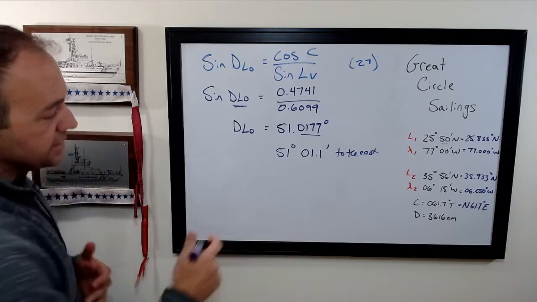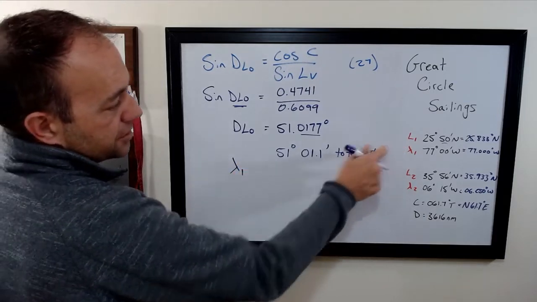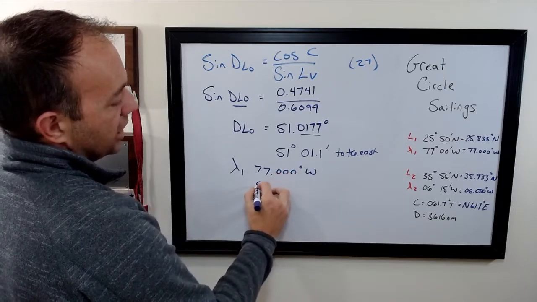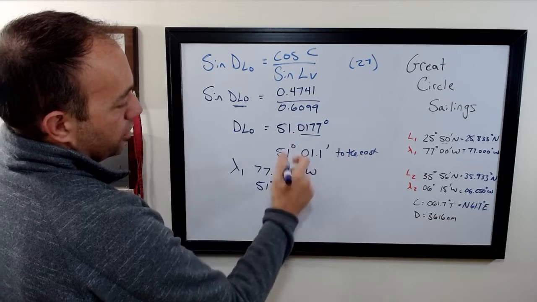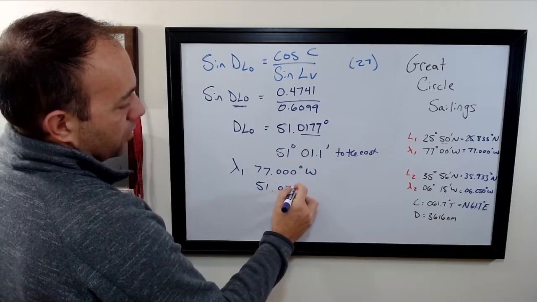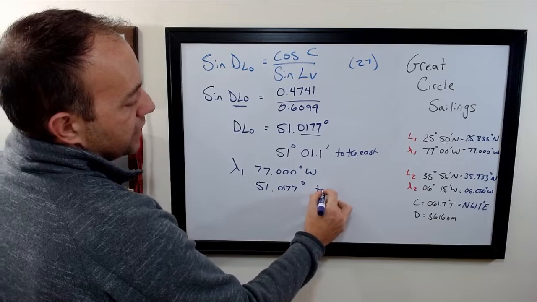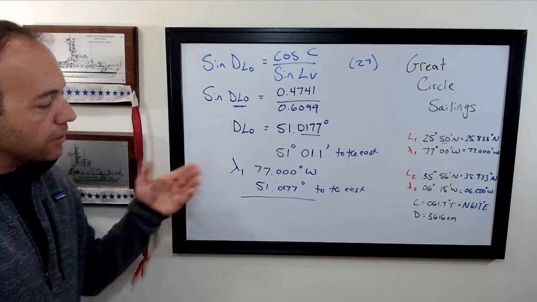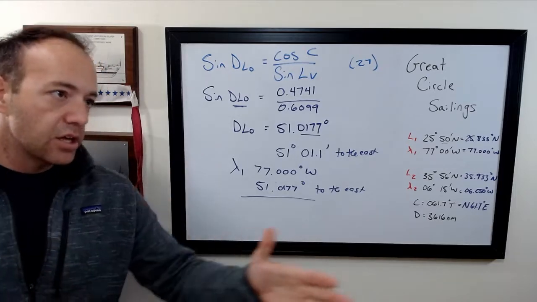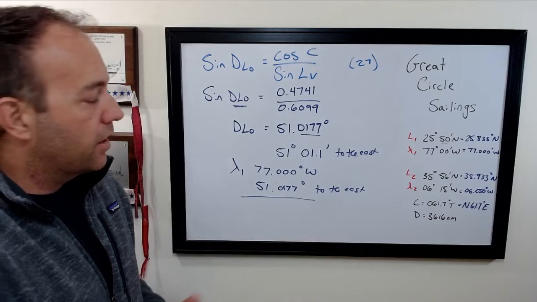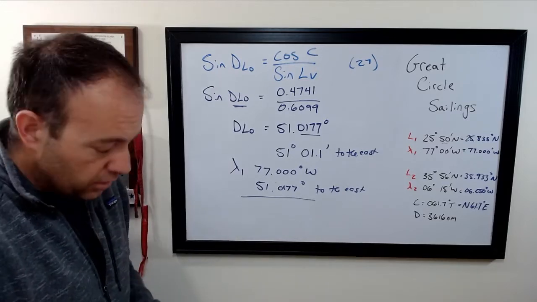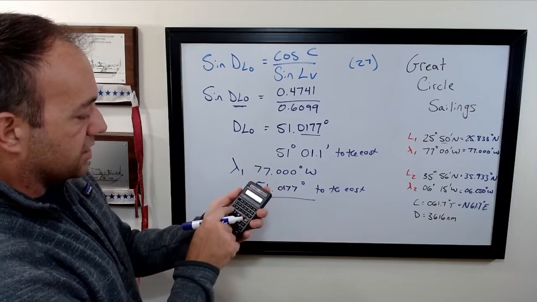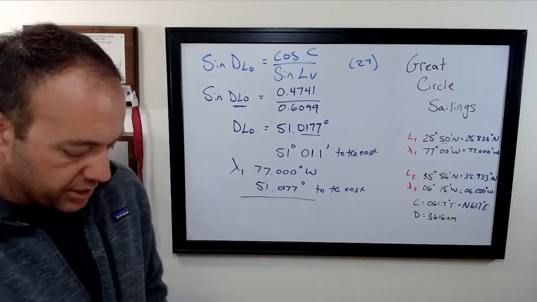So what you do is you take your first longitude, 77.00 degrees west, and then we're going to change it by 51.0177 to the east. And what's that new longitude going to be? Well, if we're out at 77 degrees west and we're going to the east, our longitude is going to get smaller as we go. So I can calculate that: 77 minus 51.0177 is 25.9823.